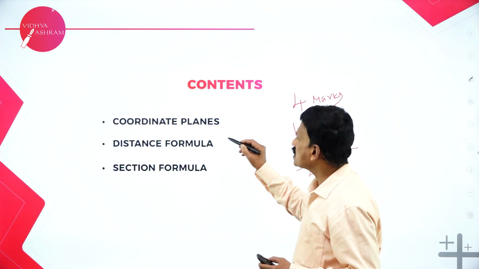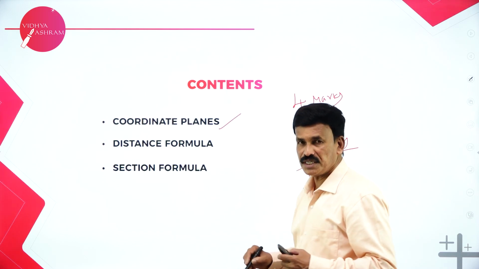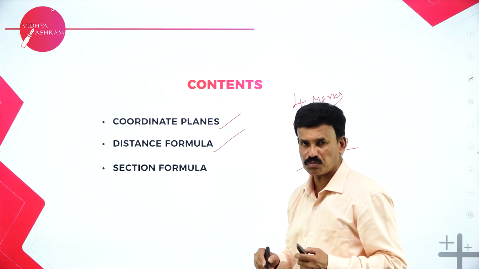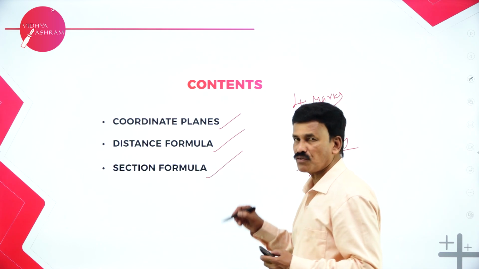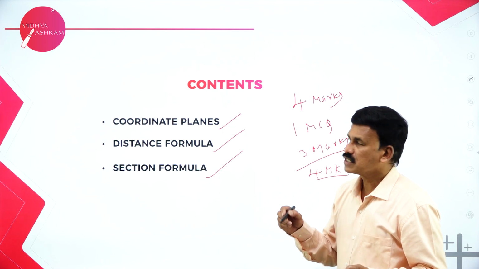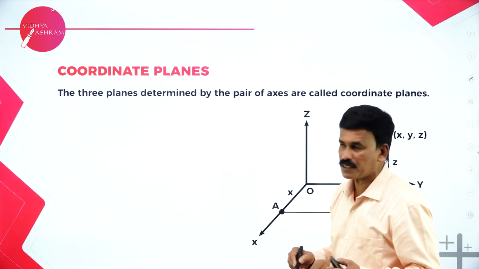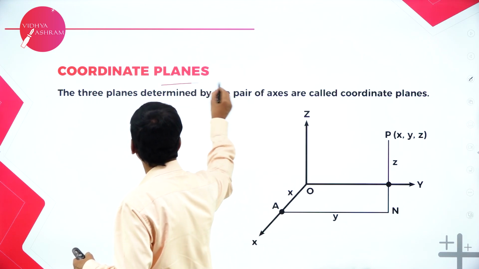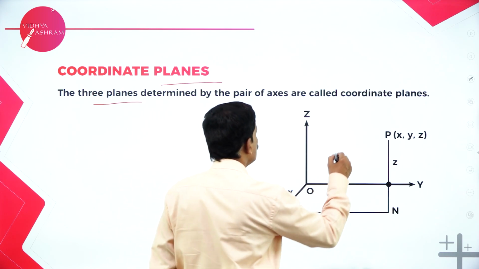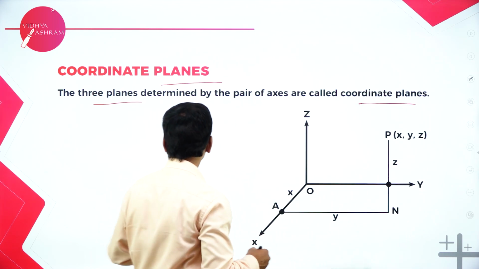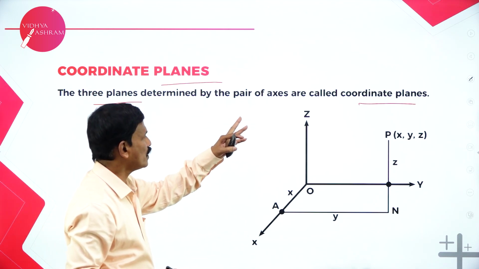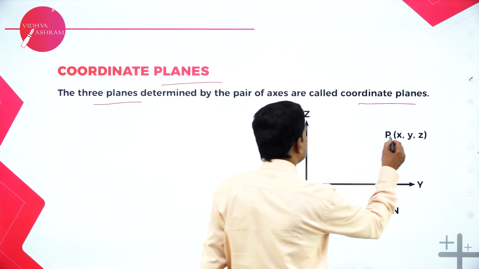Now today I am going to discuss coordinate planes and the distance formula, distance between any 2 points, as well as the section formula and the problems related to distance formula and section formulas. Now let us know what is this coordinate plane. The 3 planes determined by the pair of axes are called the coordinate planes.